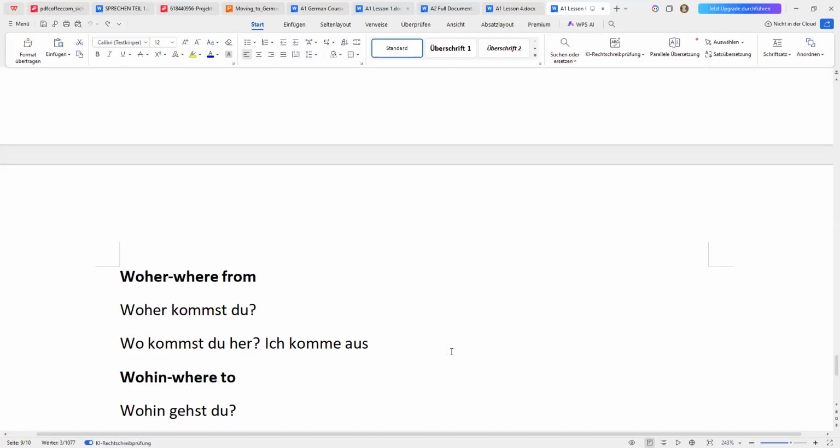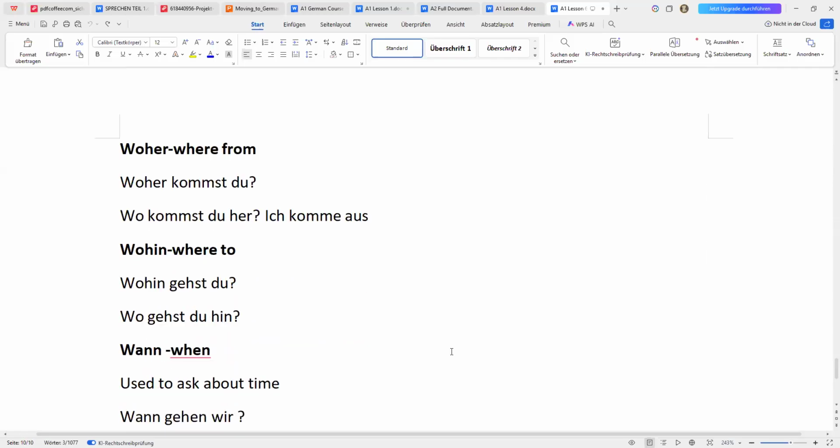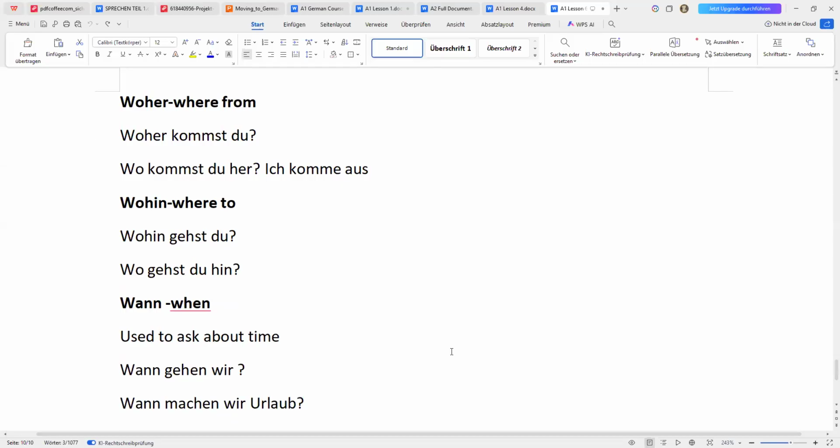Wohin is where to. Also needs you to know how to answer a question using prepositions. So with wo, woher, wohin, they need you to know the use of prepositions. With wohin, you have the prepositions to. Which prepositions mean to? Prepositions like zu, nach, those ones, you will need them when you are responding to the question wohin. Wohin gehst du? Ich gehe nach Haus. Ich gehe zum Supermarkt. So with the wohin, you need to know the prepositions that mean to and how they are used.